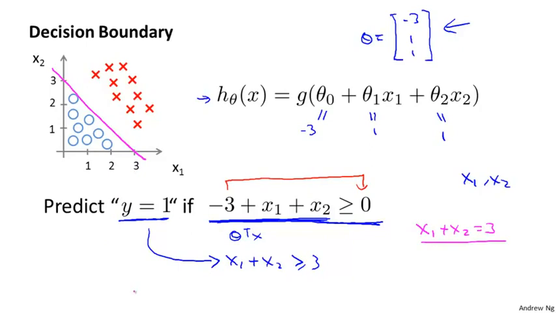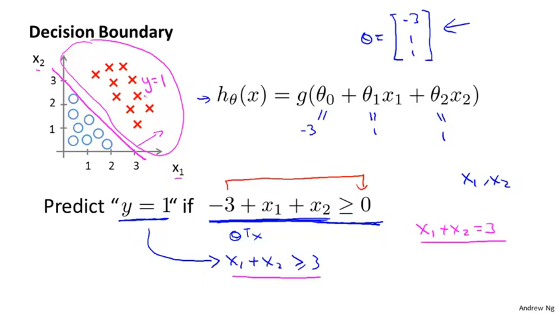So the part of the input space, the part of the x1, x2 plane that corresponds to when x1 plus x2 is greater than or equal to 3, that's going to be this right half plane. That is everything to the upper right portion of this magenta line that I just drew. And so the region where our hypothesis will predict y equals 1 is really this huge region, this half space over to the upper right. And let me just write that down. I'm going to call this the y equals 1 region.